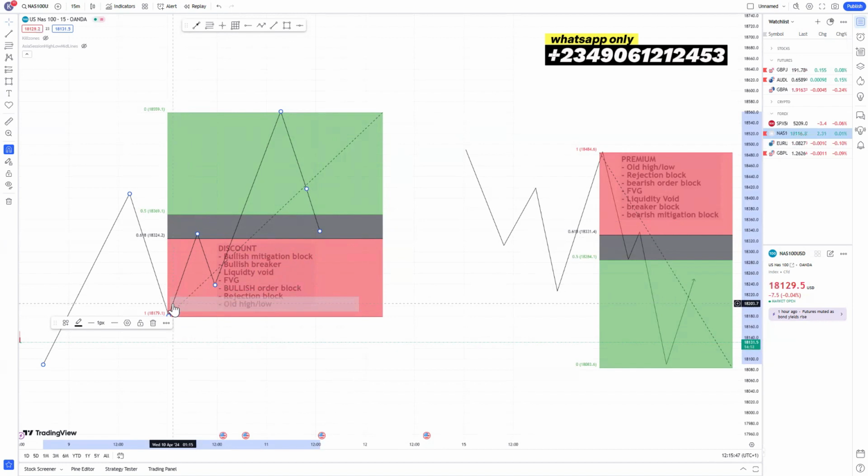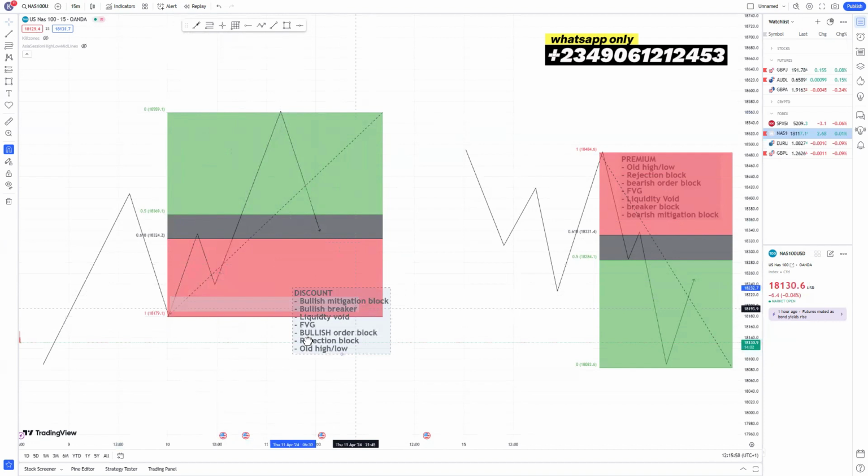So if you don't want to miss out on that trade, if you don't want price to come very close to your entry and then reverse, then the best thing you can do is make use of the fair value gap, because the fair value gap came before the order block. Now guys, take a look at it on the PD array.